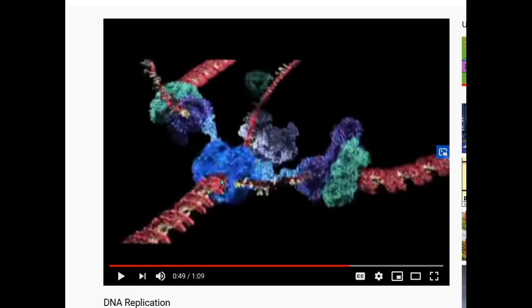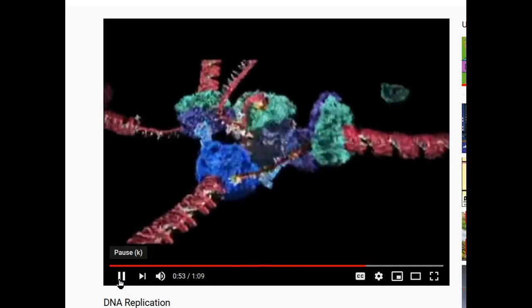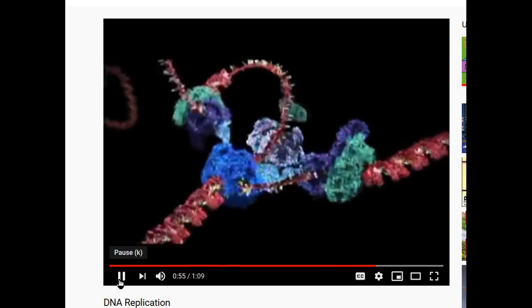So as the DNA is being spooled off in that direction, the polymerase can work in that direction. And then on this side, the polymerase has to work in the opposite direction. So it's always trying to play catch up, kind of.